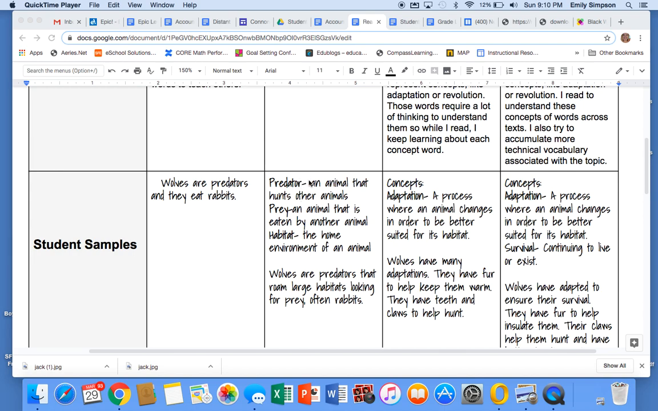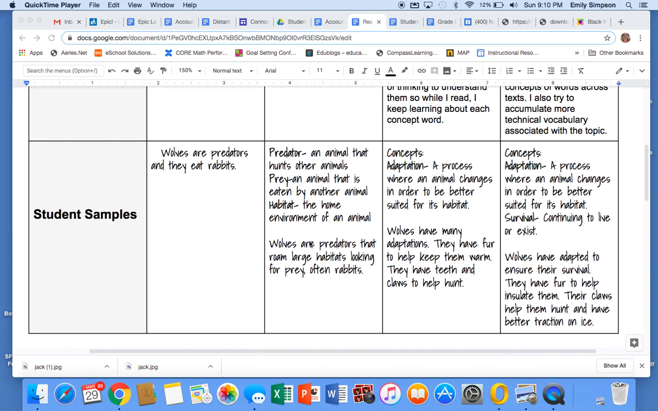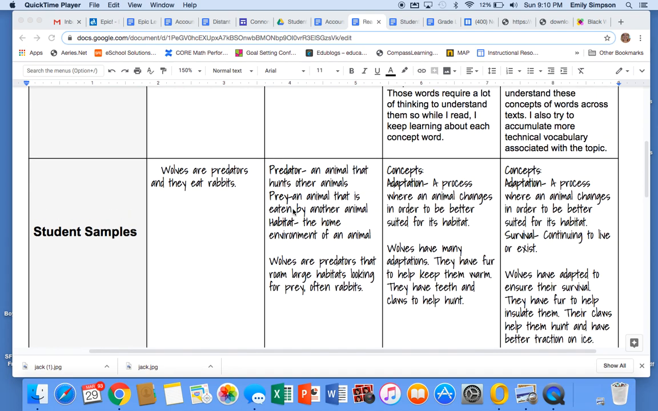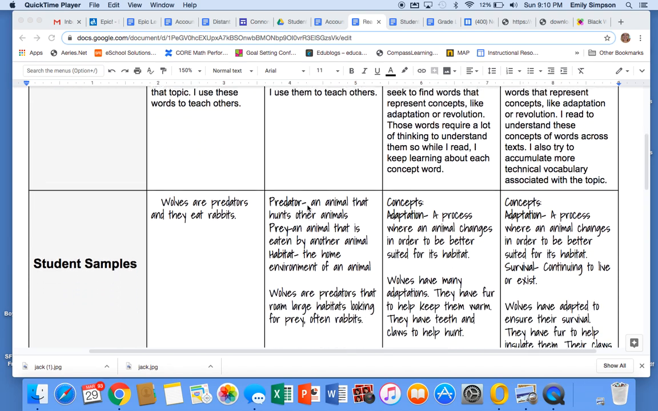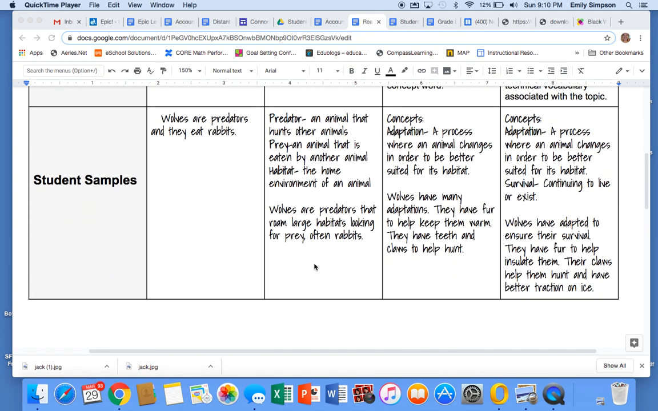So they've got predator, prey, and habitat. And then when they start to do a little summary of what they read, they're incorporating those words, because the big part is I use them to teach others. So a level 2 response might sound like, wolves are predators that roam large habitats looking for prey, often rabbits. So you can see the jump from here to here.